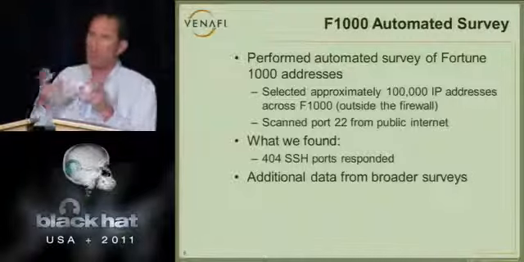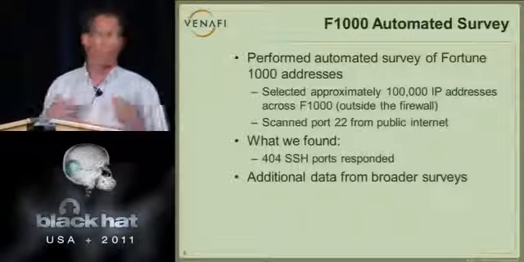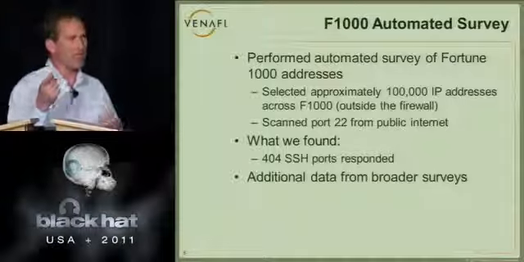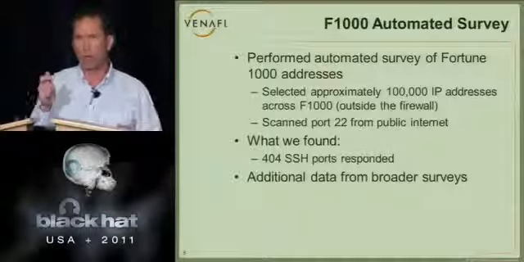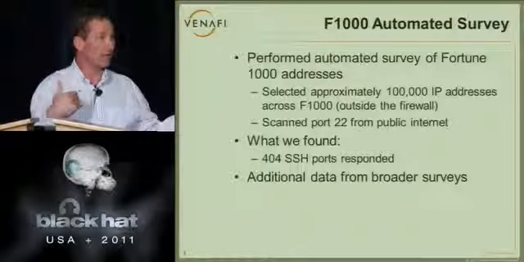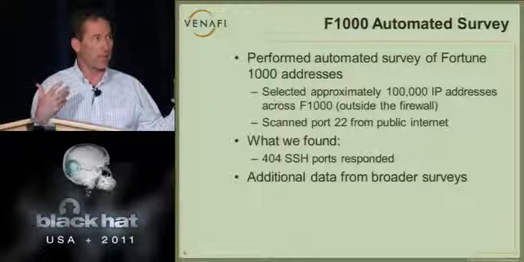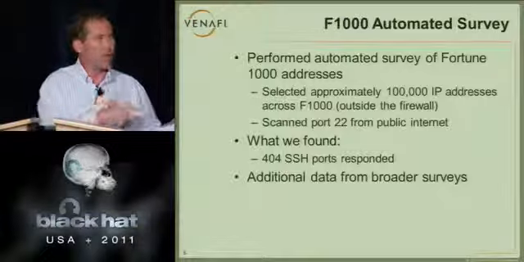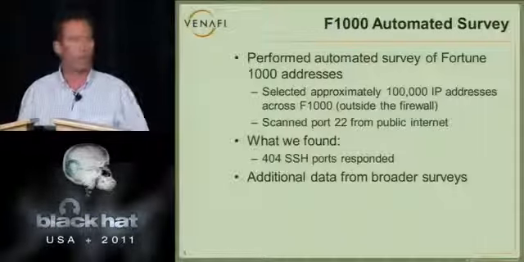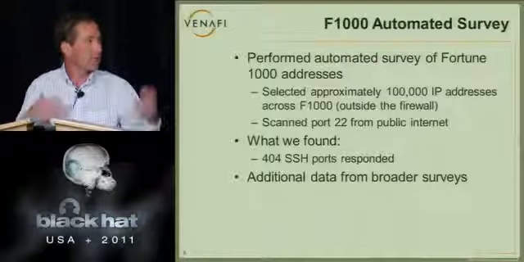I'm going to provide some statistics throughout the presentation, and I'll provide two sets of statistics. The first set comes from a Fortune 1000 survey. Effectively, we went to fortune.com and got the list of the Fortune 1000, then looked at what IP address ranges those companies owned, looked on port 22 to see what there was to see, and brought back the data.